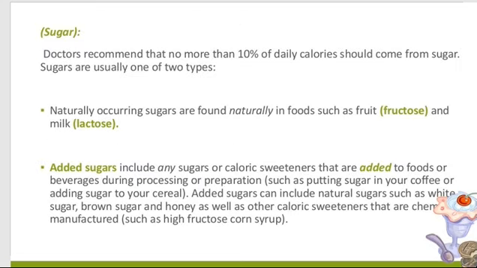Sugar. Doctors recommend that no more than 10% of daily calories should come from sugar. Sugars are usually one of two types. Naturally occurring sugars are found naturally in foods such as fructose in fruits and lactose in milk. Added sugar includes any sugar or caloric sweeteners that are added to food or beverages during processing or preparation. Added sugars can include natural sugars such as white sugar, brown sugar, and honey, as well as other caloric sweeteners that are chemically manufactured, such as high fructose corn syrup.